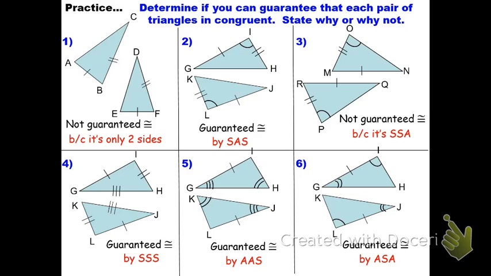Take a look at those last 2 problems and notice the difference. The difference between angle, angle, side and ASA is where that one side is. If it's in between, it's ASA. If it's not in between, then it's angle, angle, side.